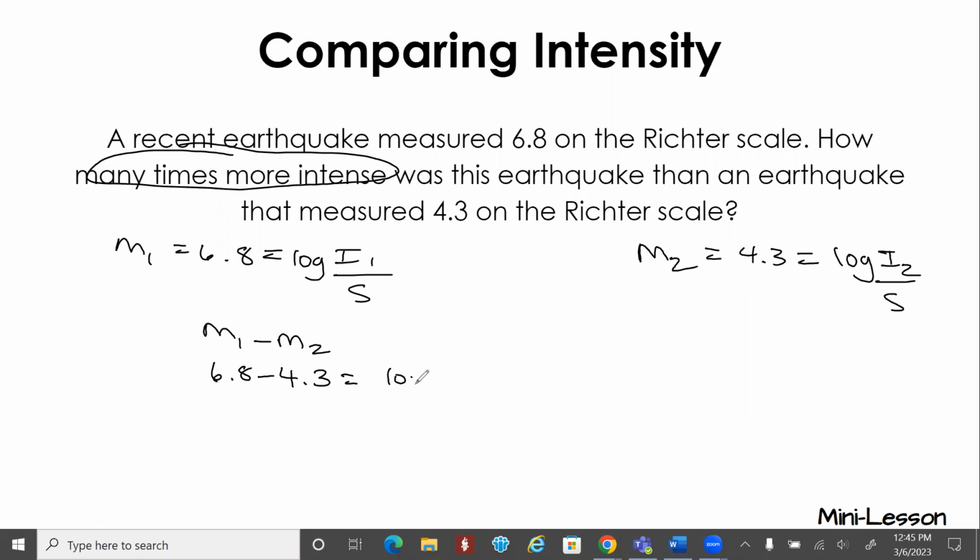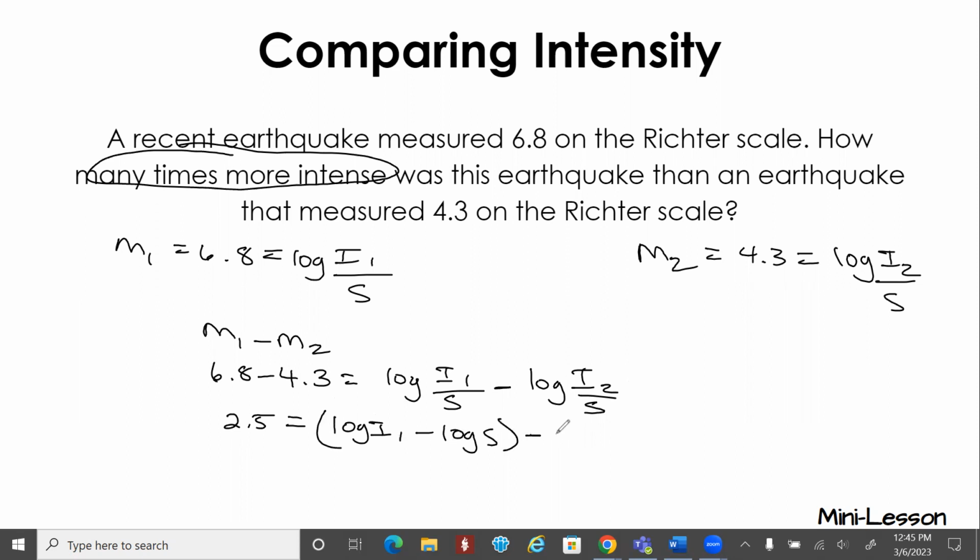And we're going to set that equal to log of intensity 1 divided by S minus log of intensity 2 divided by S. And so what we're going to do here is we're going to expand this entire line. Okay, so 6.8 minus 4.3 is going to be 2.5. And when I expand all of this, this is going to give me log of intensity 1 minus log of S, minus log of intensity 2 minus log of S.